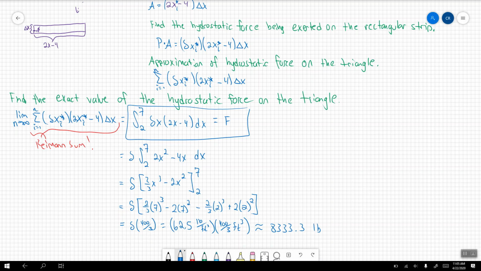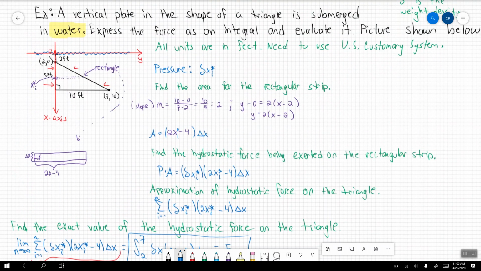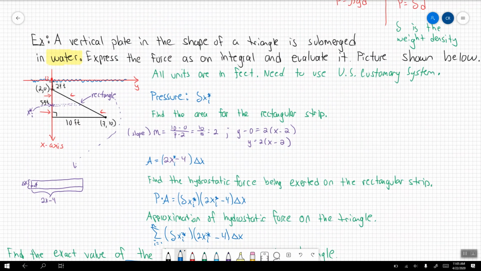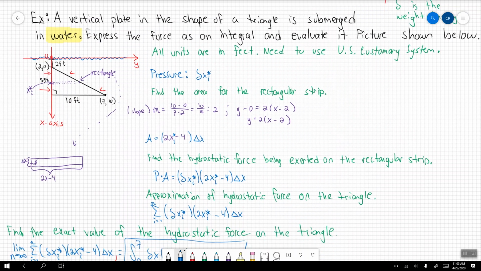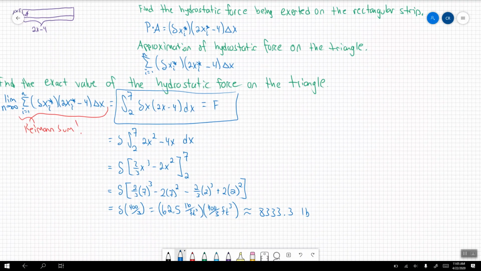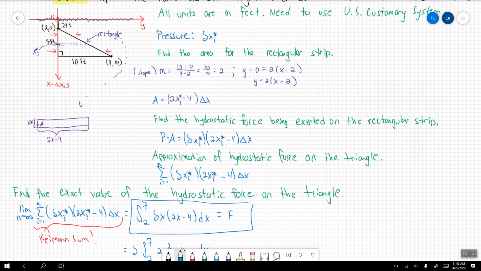So the force that is being applied on this triangular shape that is being submerged in water is 8,333.3 pounds. Awesome. So that's how we talk about force, or specifically hydrostatic force, in this section. All right, awesome.